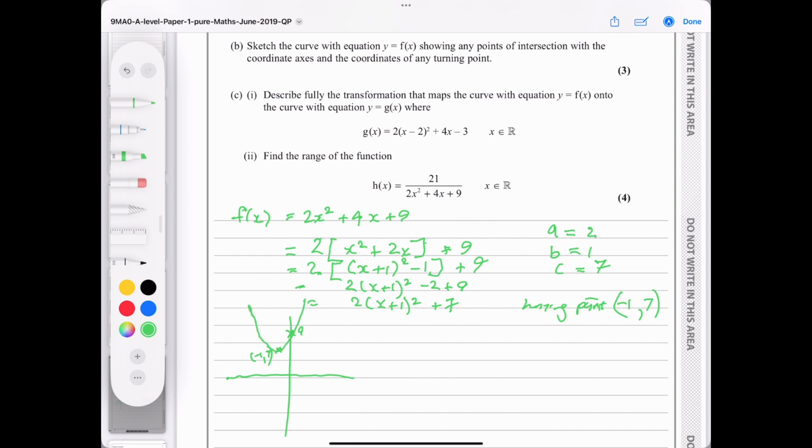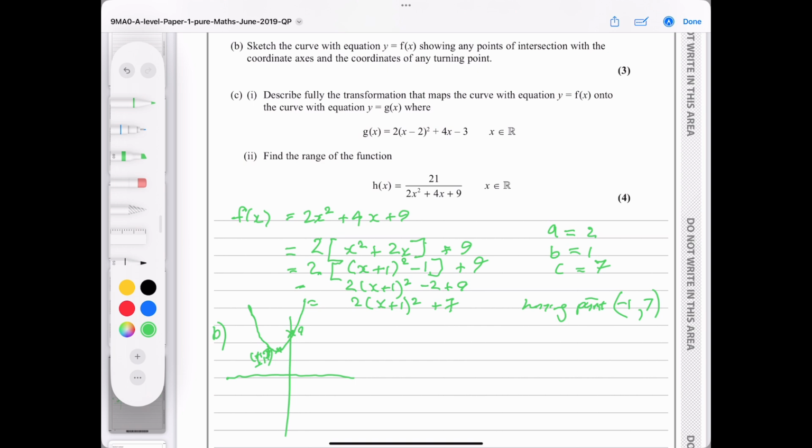And then we just draw this in. So it means it doesn't actually have any real roots because it doesn't actually touch the x-axis. So that is 1, by the way. 1, 7. It's not beautiful, but it'll do. Right, describe fully the transformation. That seems a lot of marks for that, now that I've done it. Right, so that's b.